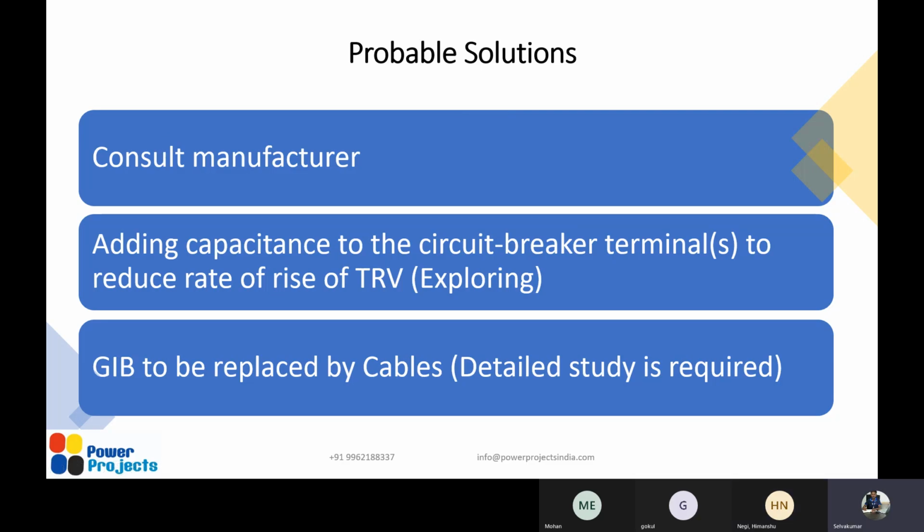Yes, right. Then probably you can add a capacitance to the circuit breaker. That's another option. Also you have a gas insulated bus, no? Yes. That has a small capacitance. If you replace that by a cable, that has a huge capacitance that also reduces this TRV.